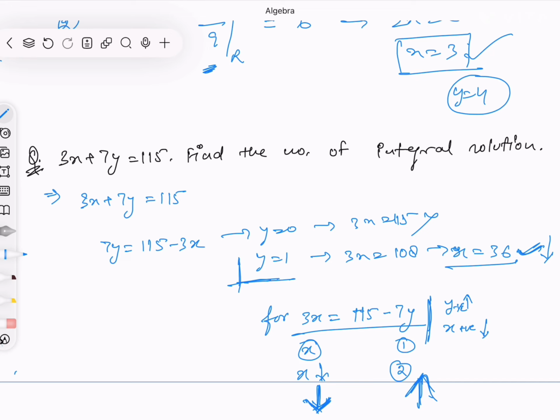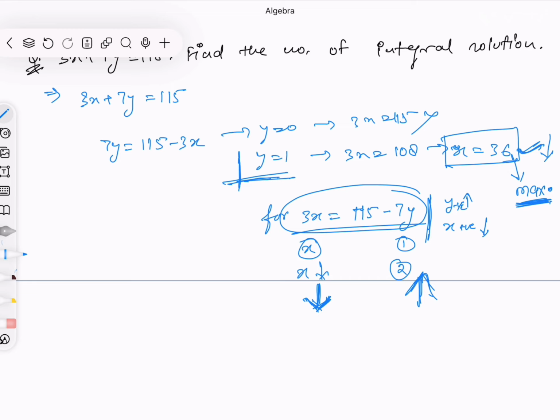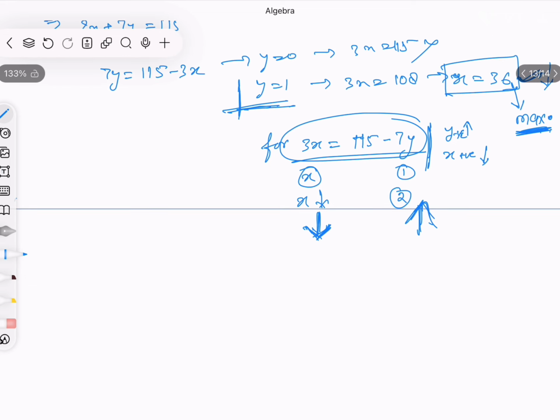Getting it? So now that means this value x equals to 36 that I have gotten is the max. Just with the observation we found out that the value that I have found with this y value is the max for x. Now, let's see further. I have the equation.